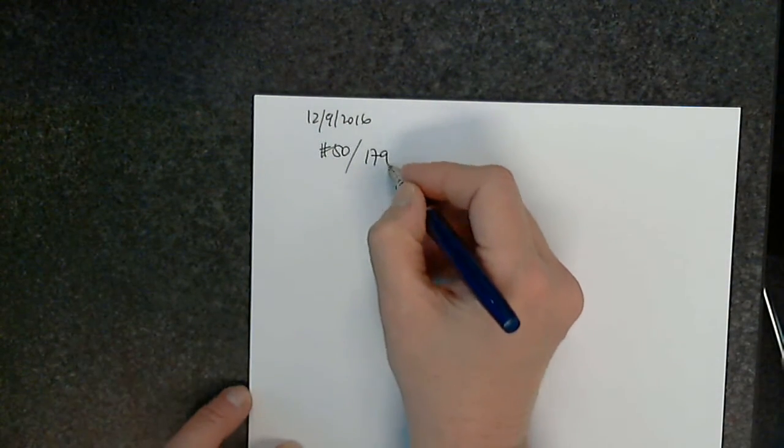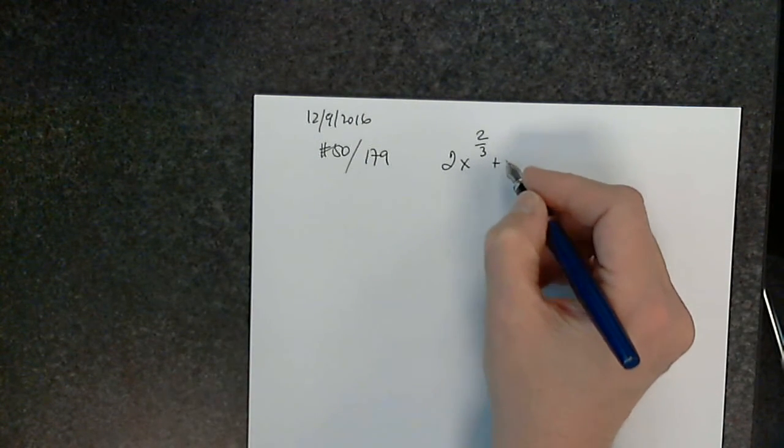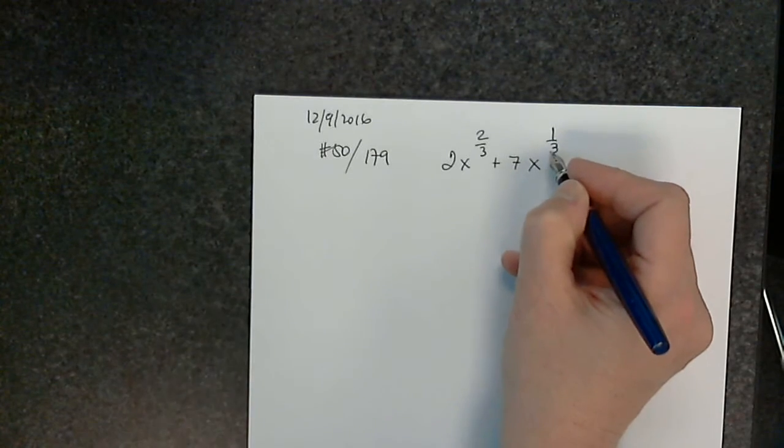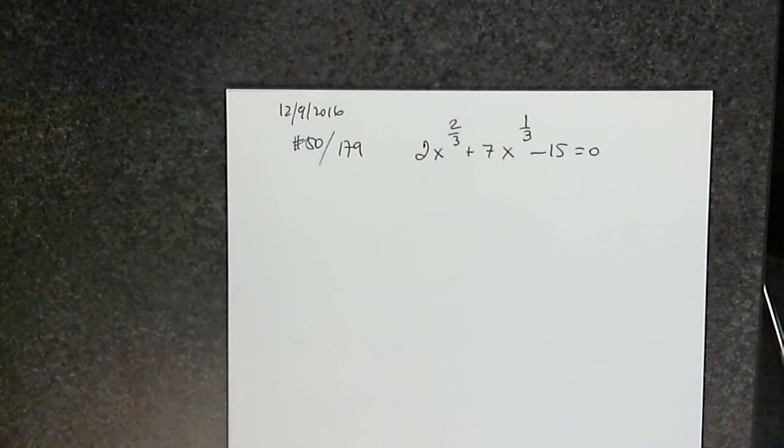Problem 50 on page 179: 2x^(2/3) + 7x^(1/3) - 15 = 0. Solve the equation.